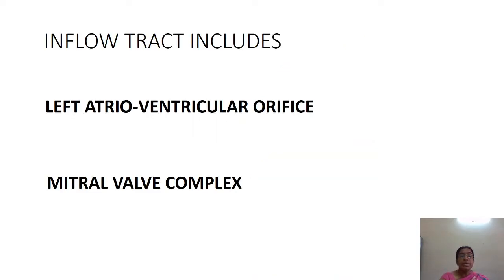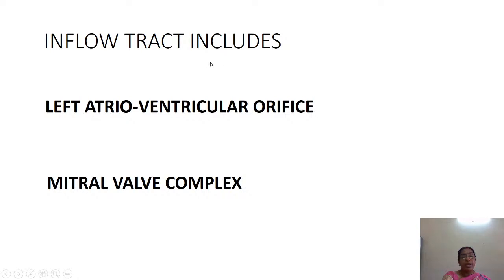When you see the inflow part, what are the things that you come across? The inflow tract includes the left atrioventricular orifice. Between the atria and ventricle, there is an orifice which is called the left atrioventricular orifice, and on the left side there is a valve called the mitral valve or bicuspid valve, which is forming, along with other structures, that is chordae tendineae, commissures, clefts, a complex called the mitral valve complex.